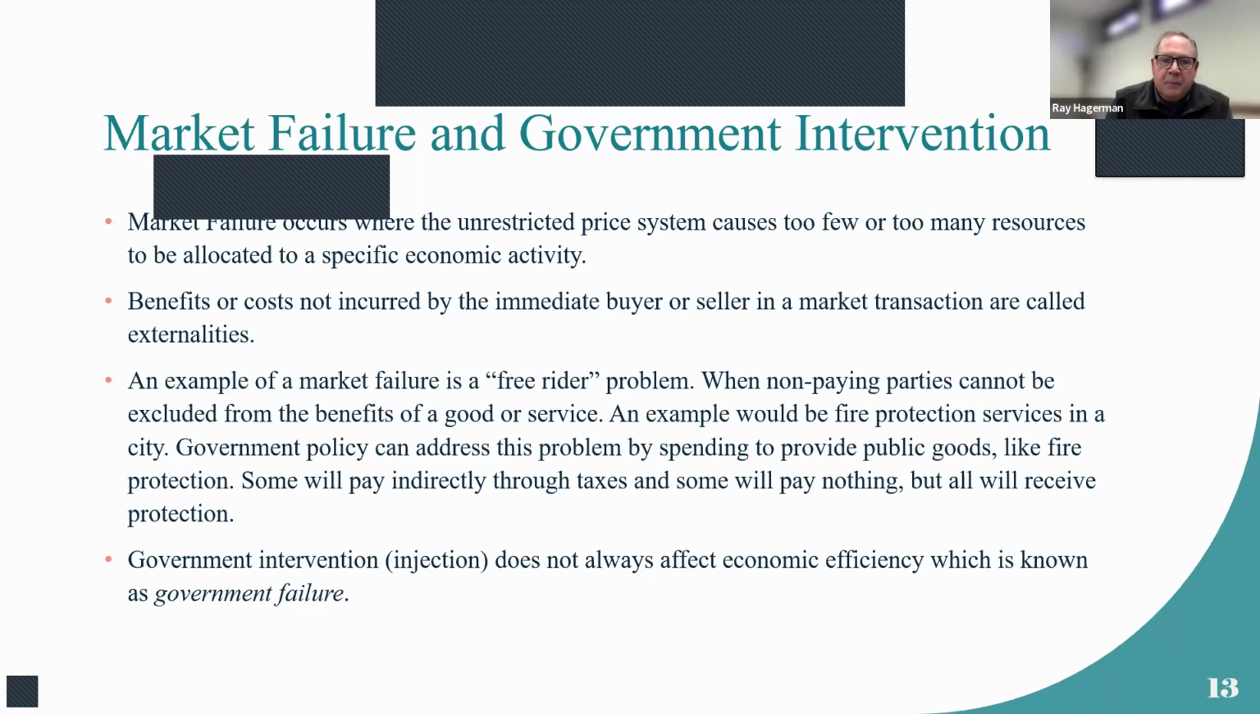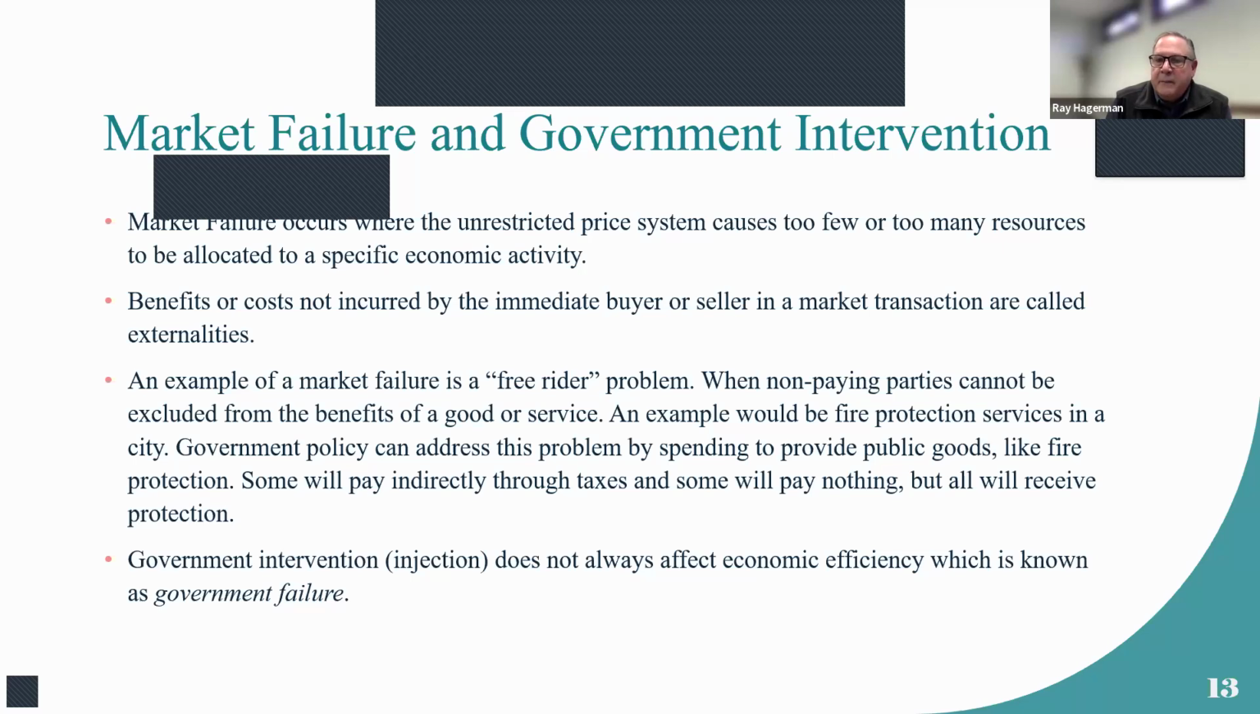Market failure can be defined as when unrestricted price systems, even though it's a free market, cause too few or too many resources to be allocated to a specific economic activity. So in other words, it may be at equilibrium even, but it doesn't mean that the market is actually functioning the way that it should. Sometimes too few and sometimes too many resources are allocated to specific economic activities.